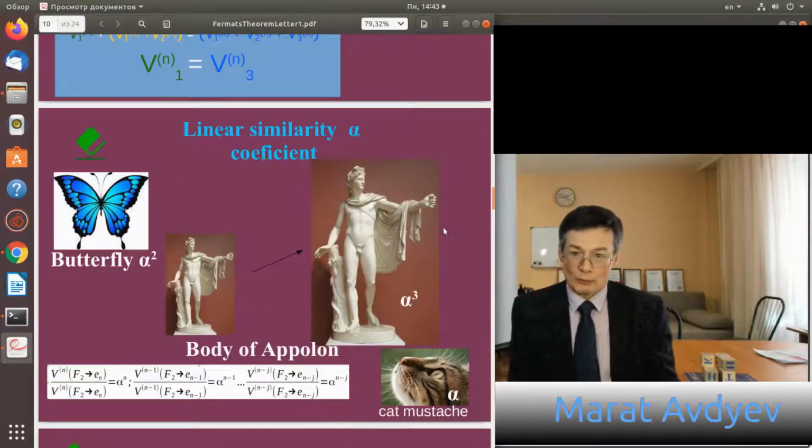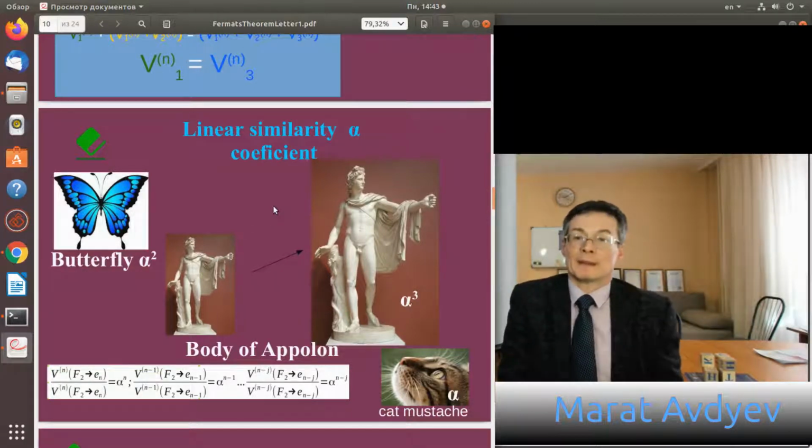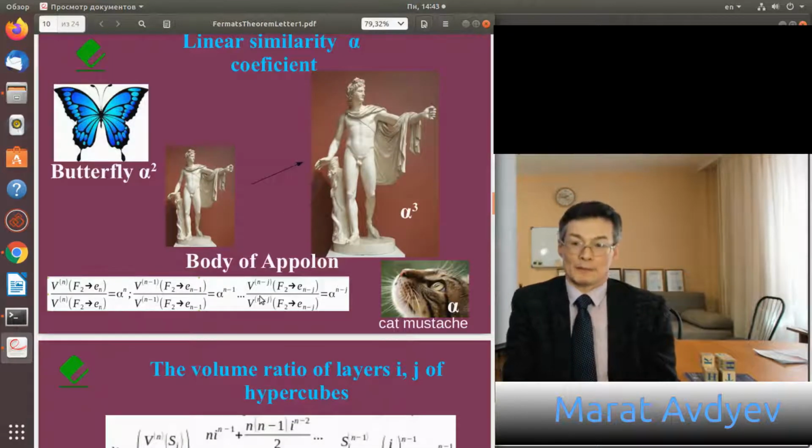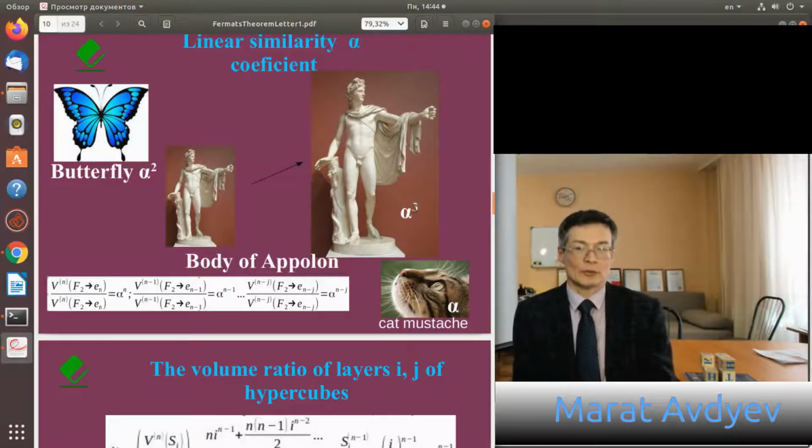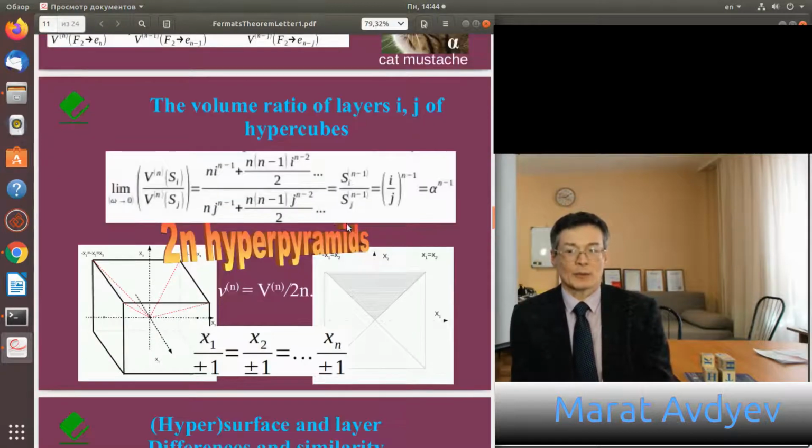Before we continue, let us consider linear similarity, alpha coefficient. This is the formula. For instance, for a cat's mustache, alpha coefficient, simple alpha. For the wings of a butterfly, the coefficient alpha square, and for the body of Apollo, alpha cube. Let's go on.